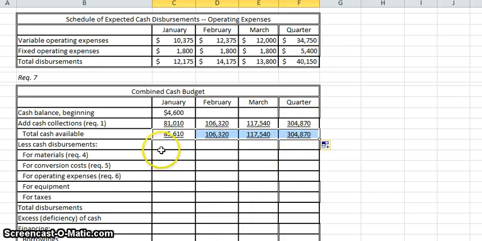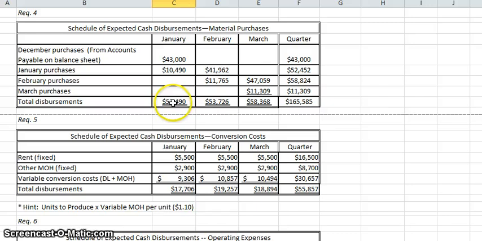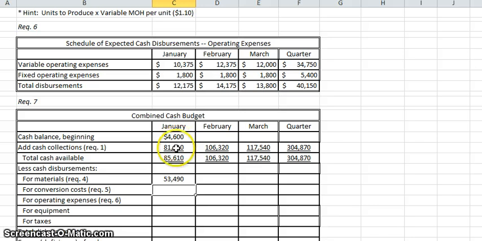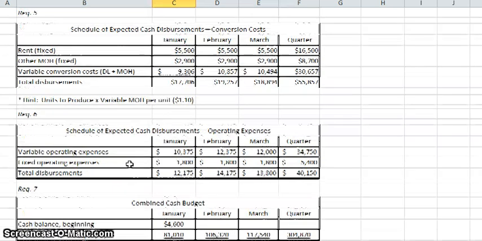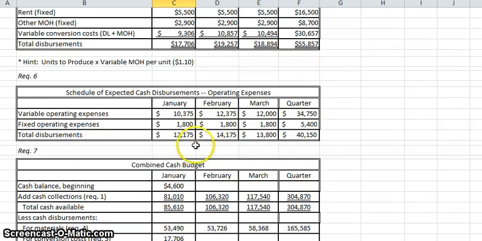at a time. Okay, cash disbursements. That equals, this is cash disbursements for materials. So let's go up to our materials disbursements. It equals C77. We'll copy that across. For conversion costs, that equals what we calculated in our conversion cost budget.